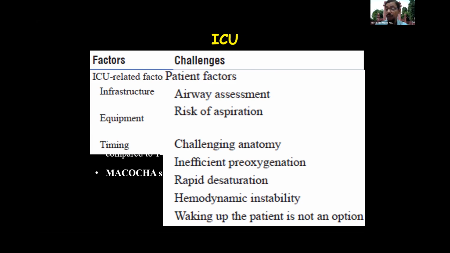And waking up, most importantly, is not an option in these patients. So you have to go for a definitive airway. So these are the challenges which are related to the patient.